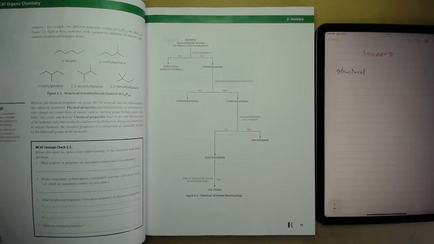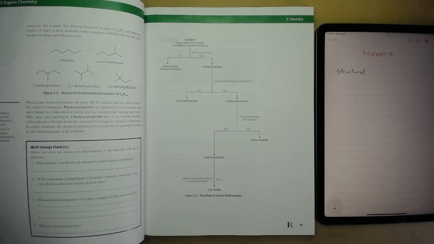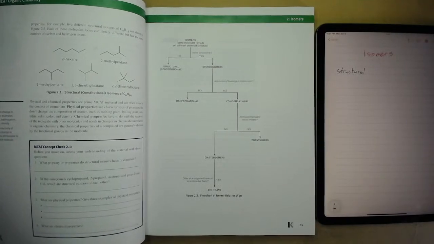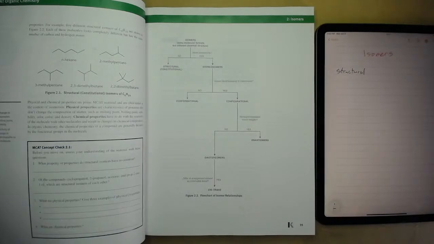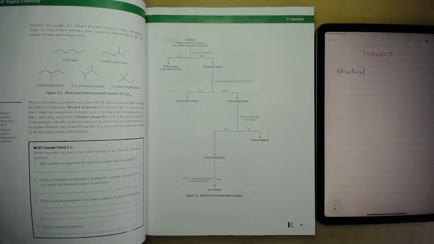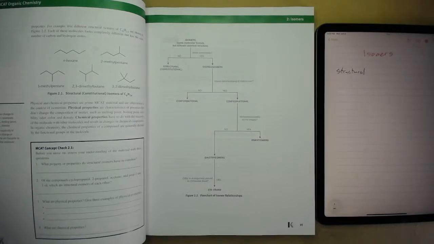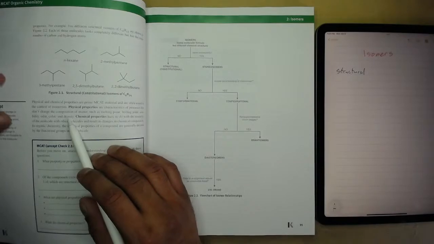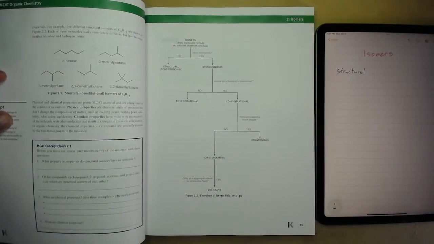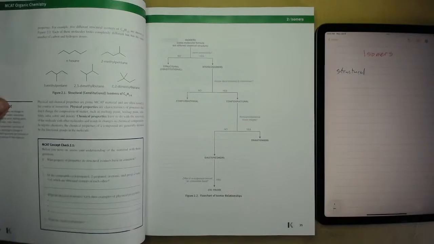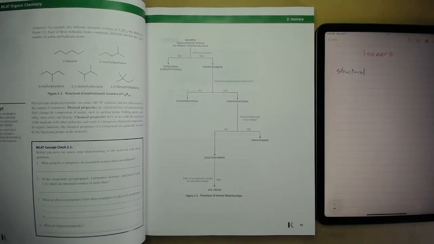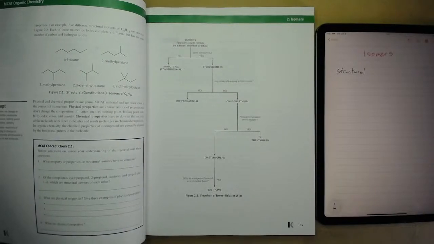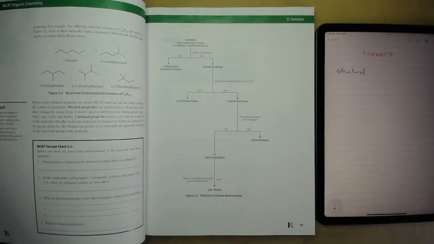Physical and chemical properties are prime MCAT material and are often tested in the context of isomerism. Physical properties are characteristics of processes that don't change the composition of matter, such as melting point, boiling point, solubility, odor, color, and density. Chemical properties have to do with the reactivity of the molecule with other molecules and result in changes in chemical composition. In organic chemistry, the chemical properties of compounds are generally dictated by the functional groups in the molecules.